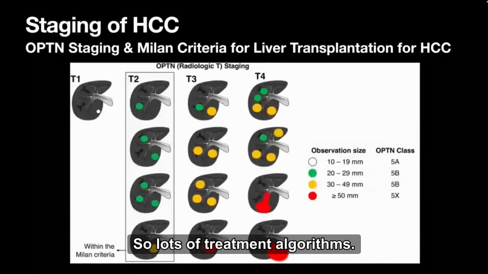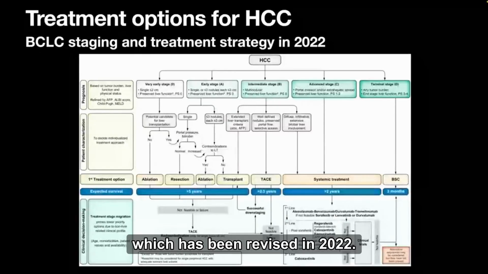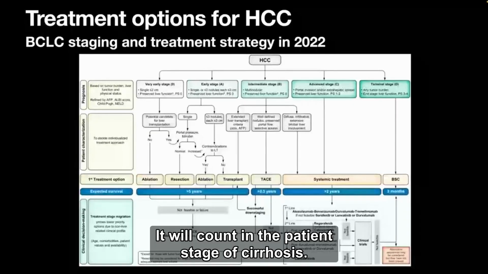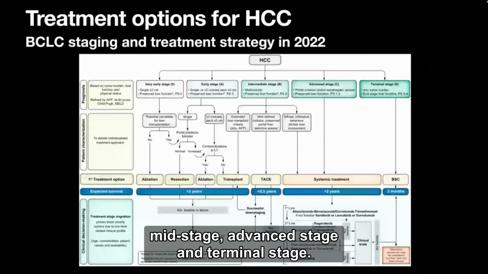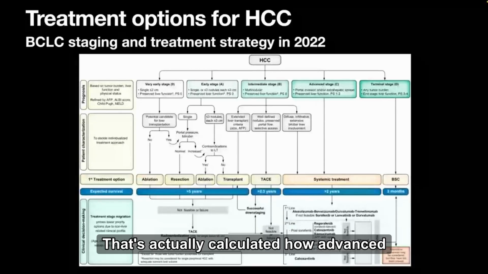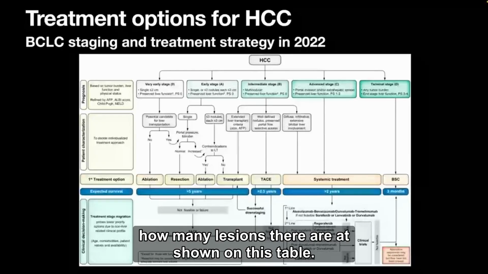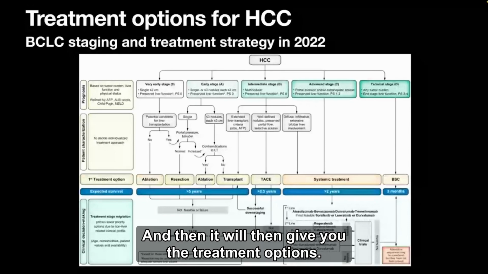There are a lot of treatment algorithms. The most commonly used is the Barcelona staging and treatment strategy, which was recently revised in 2022. It is a bit complex. It takes into account the stage of the patient's cirrhosis, so very early stage, intermediate stage, advanced stage, and terminal stage. That calculates how advanced the liver disease is, and it also takes into account how many lesions there are, as shown on this table. And then it gives you the treatment options.